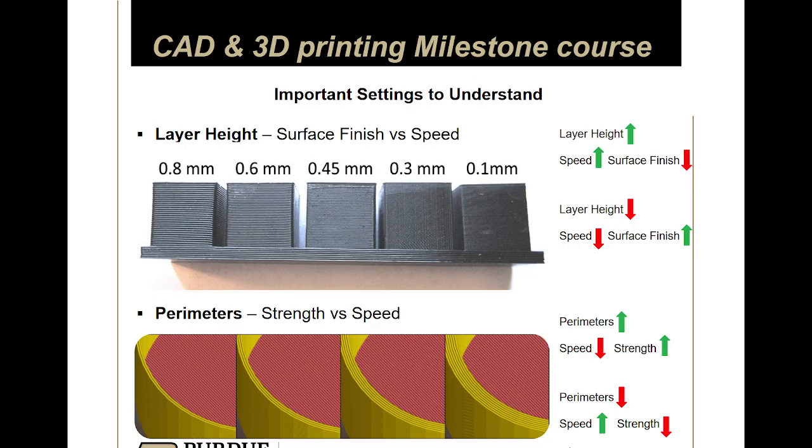Obviously, if you have more perimeters, your part will probably be stronger, but it'll take more time, right? You have more material that you're depositing, so you're going to need more time to deposit that material. So again, it just depends on your use case. If you need something to be stronger, you might want to increase these perimeters. But if you want to save some time, you can decrease that.